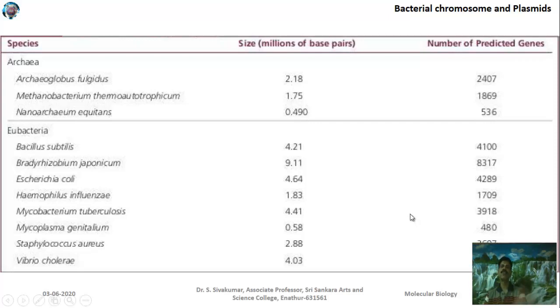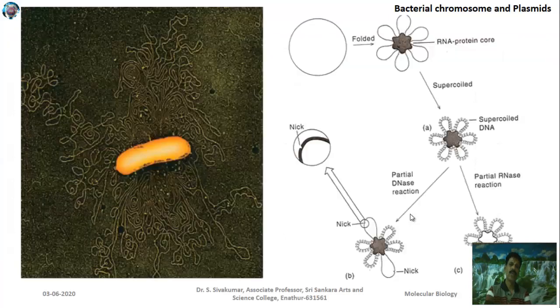Each microbe has its own size of base pairs as well as its own number of genes. You can't correlate or link them. If the size increases, the number of genes does not necessarily have to increase. In some cases, even though the genome size is bigger, the number of genes is found to be very small. So this is how the genome size as well as the number of genes varies from one microbe to another.